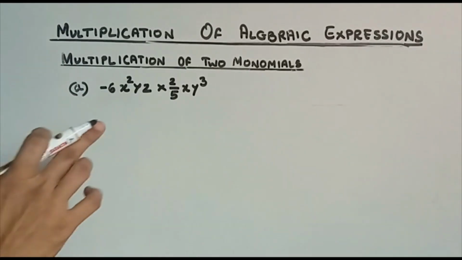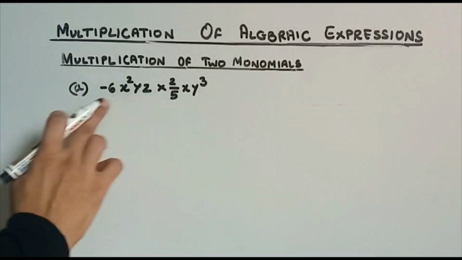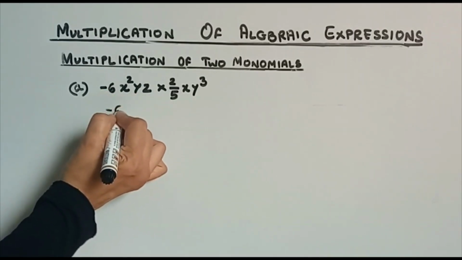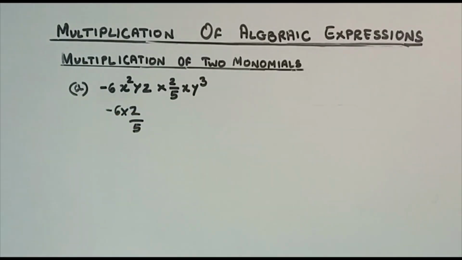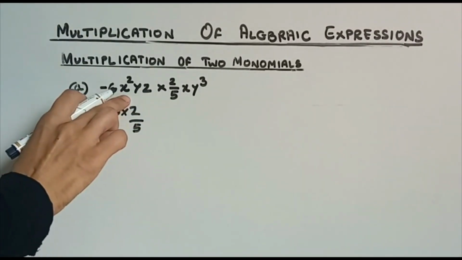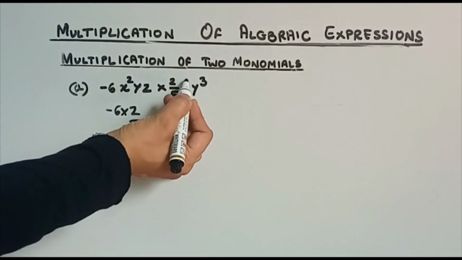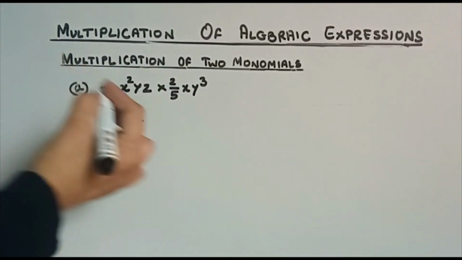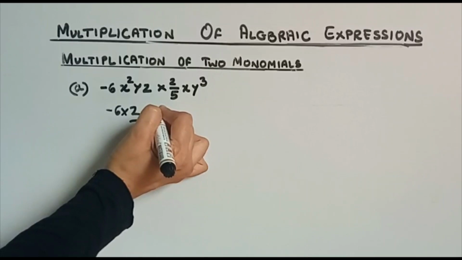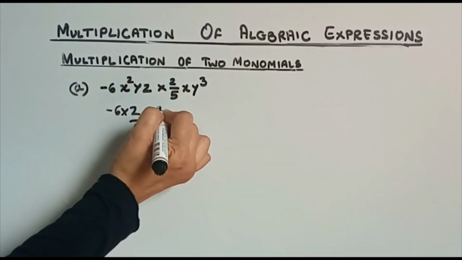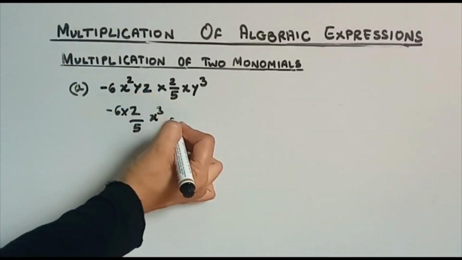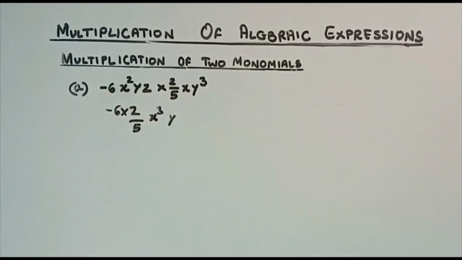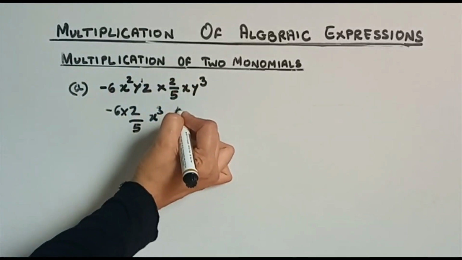So what we are going to do, we will first write the constant part together, which is minus 6 into 2 by 5. Now see, this is x raised to 2 and here x raised to 1. So we are writing this as x raised to 2 plus 1 is 3, because the base is same. So what we do, we add the powers. Here y raised to 1 and y raised to 3. Nothing is here means 1 is here. So 1 plus 3 is 4.